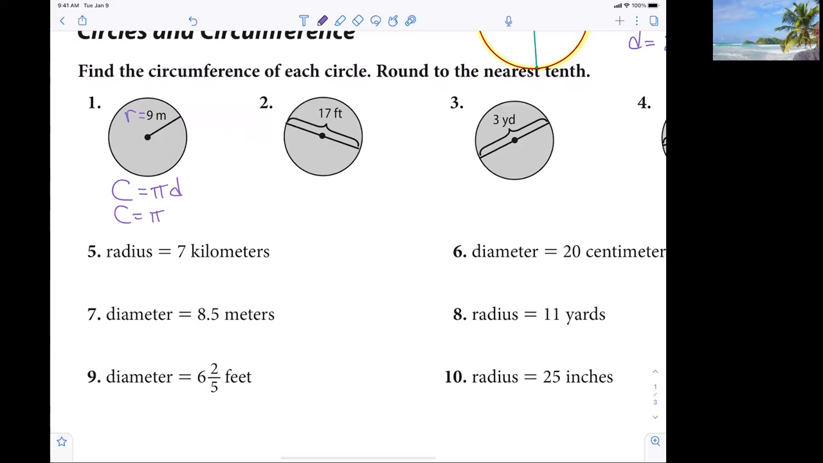Now everybody has a pi button on their calculator. You're going to use that button. We're not going to use 3.14. We're going to use the pi button on the calculator. So hit pi times 18. It says round to the nearest tenth, but we always round to 3 decimal places in math. So what do I have here? 56.548. Is everybody happy with that? And then of course it's a length, so everybody put meters down.